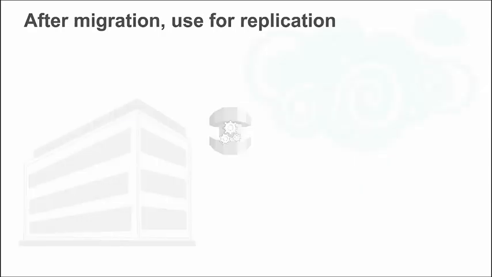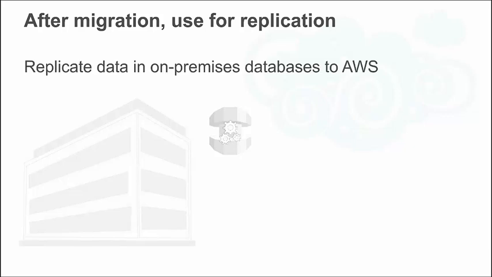After you migrated your database, you can use the Database Migration Service for ongoing replication. There is a multitude of use cases for ongoing replication. I'll just mention a couple. For example, you can replicate your data from on-premises databases to AWS. If you just want to wet your feet and would like to keep a read copy of your production data in AWS while you're continuing using your on-premises database for production purposes, you can use the Database Migration Service for this purpose.